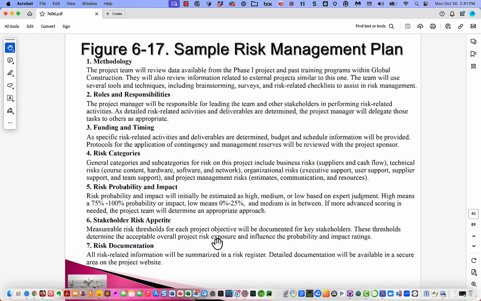So here's a sample risk management plan. Okay, so what did they have? Methodology, roles and responsibility, funding and timing, risk categories, risk probability and impact, stakeholder risk appetite, risk documentation. One interesting thing here is this stakeholder risk appetite. Not all organizations have the same appetite for risk.